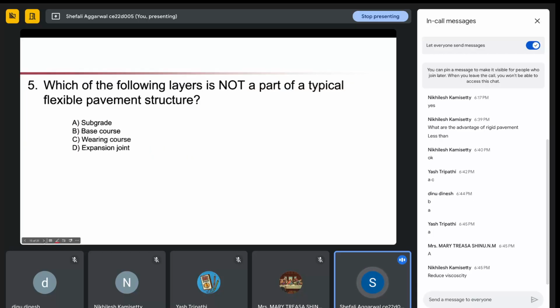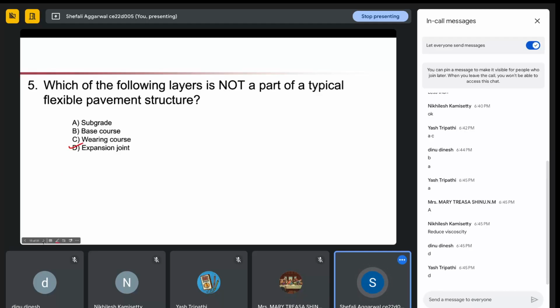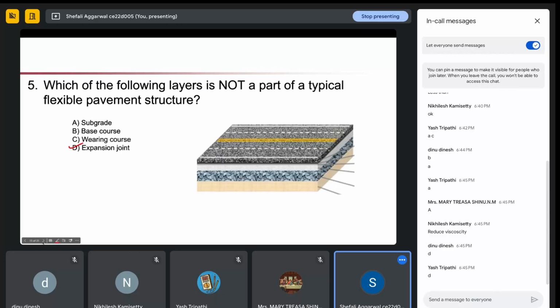So the next question is, which of the following layers is not a part of a typical flexible pavement structure? Subgrade, base course, wearing course, or expansion joint? This is a very simple question. D, correct. Right. So we won't provide an expansion joint in case of flexible pavement.